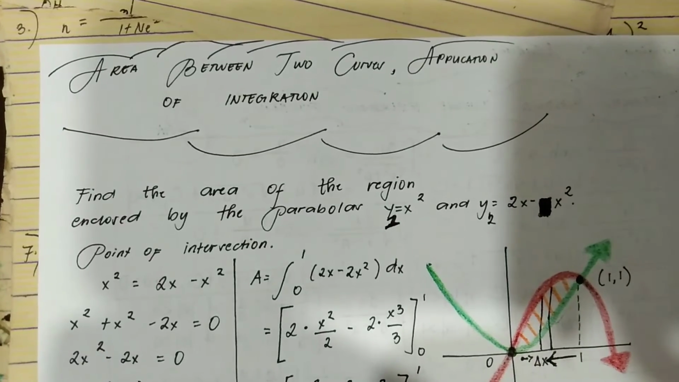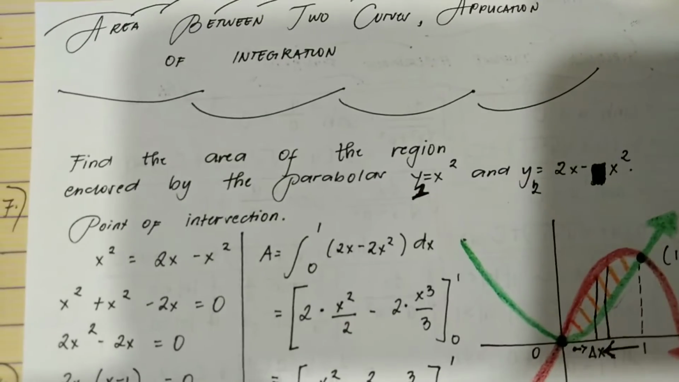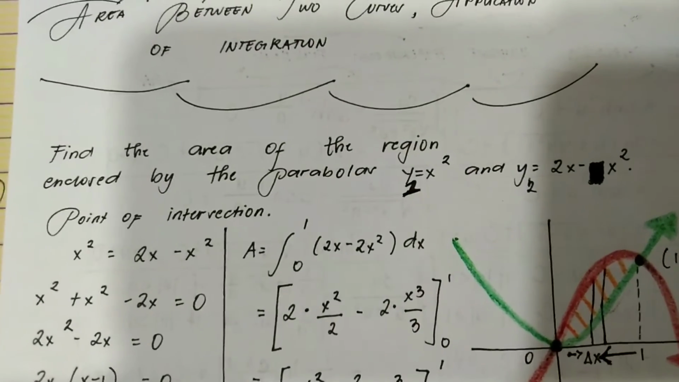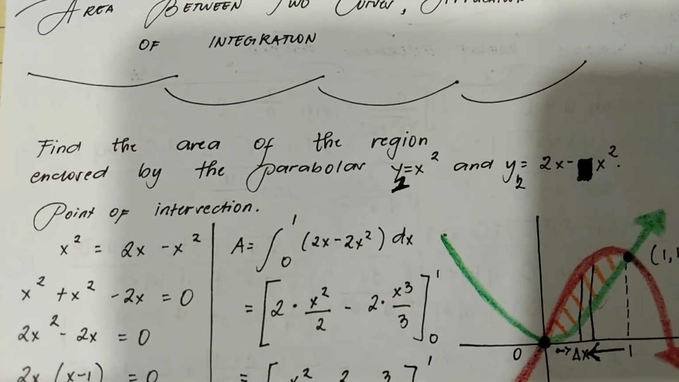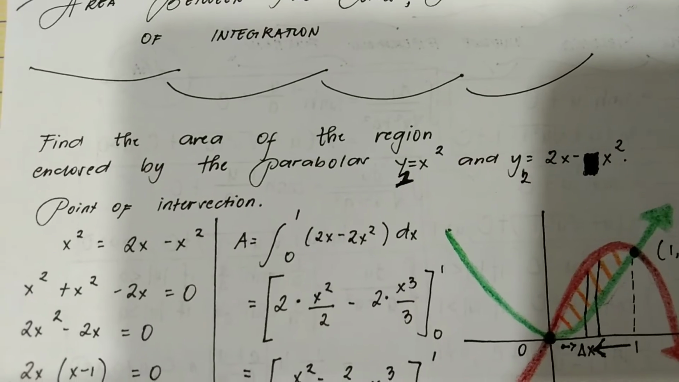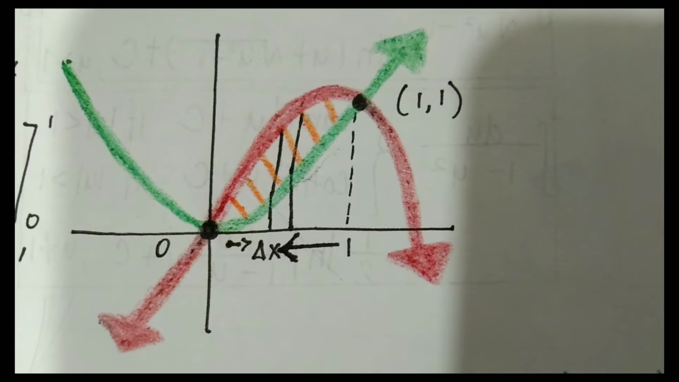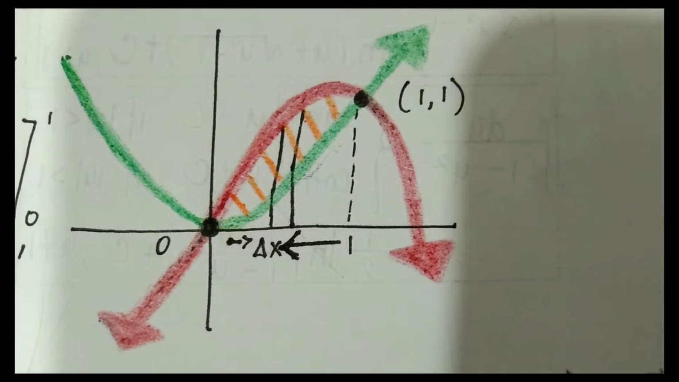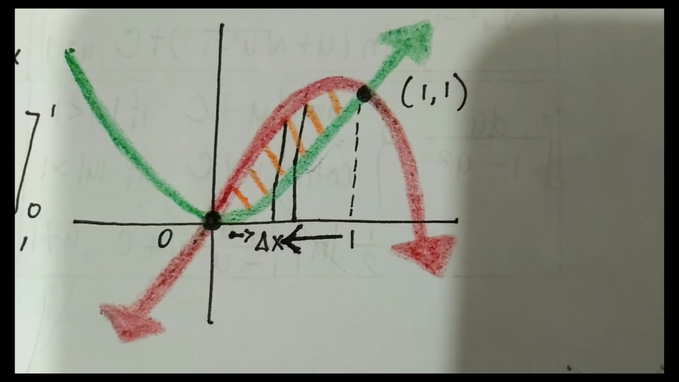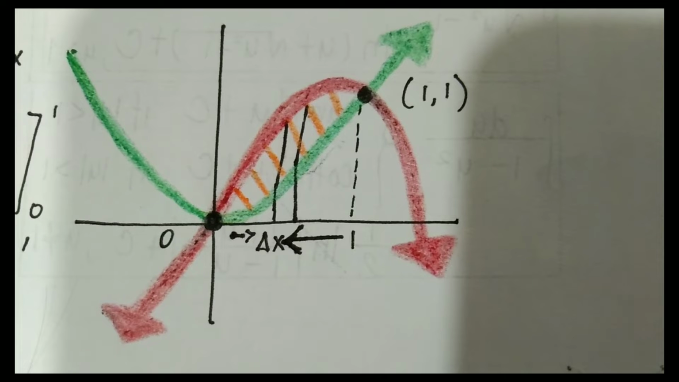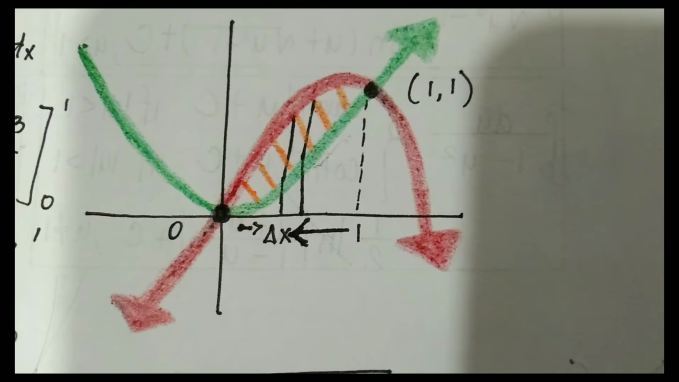Now let's proceed to the area between two curves, or application of integration. Find the area of the region enclosed by the parabolas y equals x squared and y equals 2x minus x squared. Let us sketch and understand the scenario. y equals x squared is a parabola which is opening upwards, and 2x minus x squared means it's going down, one at 0 and the other one at 2. So it's a parabola that opens downwards.